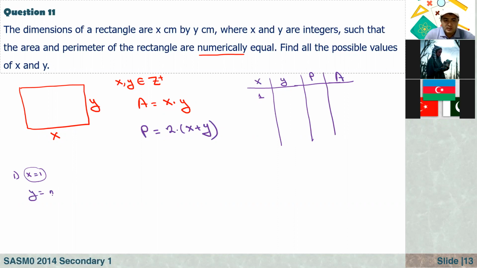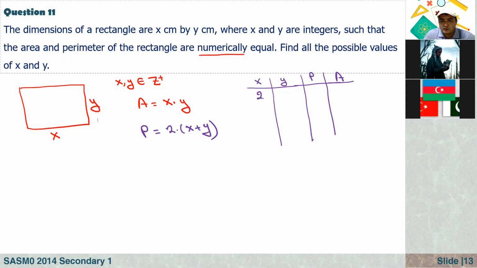On the right-hand side, perimeter, with x equal to 1, we have 2 times (1 plus y). If you solve this equation, y equals 2 plus 2y, so y is equal to negative 2. But y should be positive, right? So x cannot be equal to 1. So we have no answer here. Okay, so 1 doesn't work.